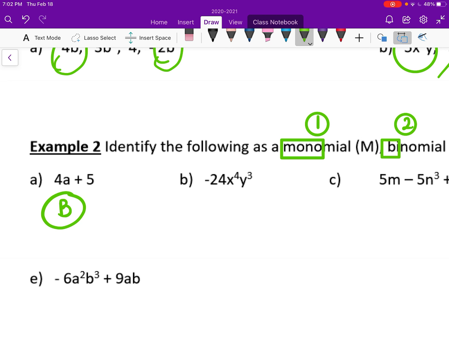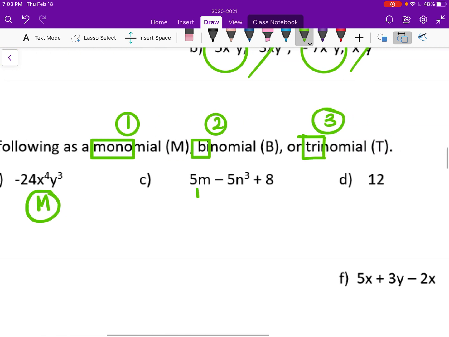How many terms are here? You have 24x^4y^3. There's no plus, there's no minus. They're all multiplied together. So in this case, this is a monomial. There's only one term. Here you have one term, separated by a subtraction sign is a second term, separated by an addition sign is a third term. So this is a trinomial.